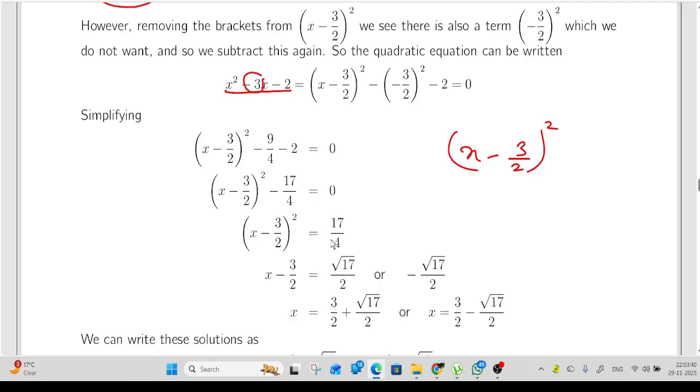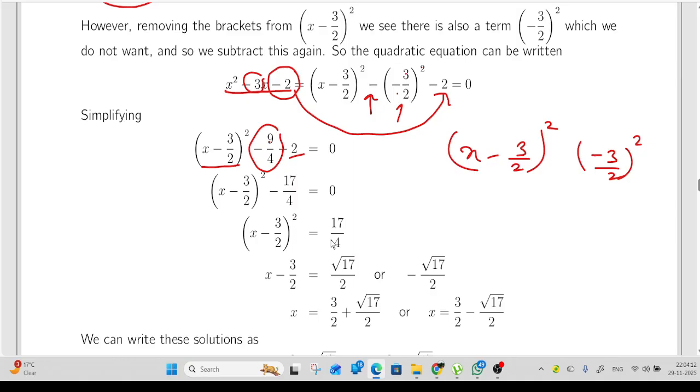The same term I am supposed to write again here, because if I'm adding it I need to subtract it, right? So 3 over 2 square, I will subtract it. Okay, and the next term is negative 2, which I wrote as it is. So I wrote x minus 3 over 2 whole square, square of 3 is 9, and square of 2 is 4. So 9 over 4 minus 2. Then if I solve it, 2 has nothing in the denominator, so I can write 1.